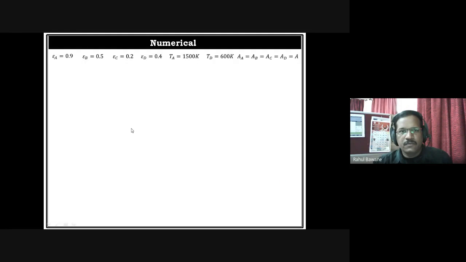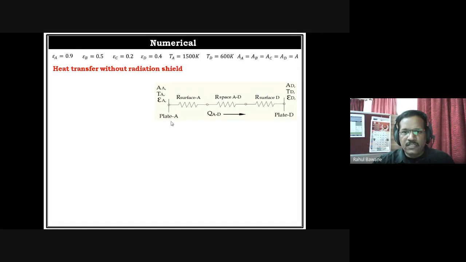Now we will solve one by one. First is heat transfer without radiation shield. Suppose there is a plate A having area A, temperature A and emissivity A, and this is plate D, area D, temperature D and emissivity D. And there is no radiation shield inserted. So in this case, what will be the electrical analogy? Surface resistance of A, space resistance from A to D, and surface resistance of D.